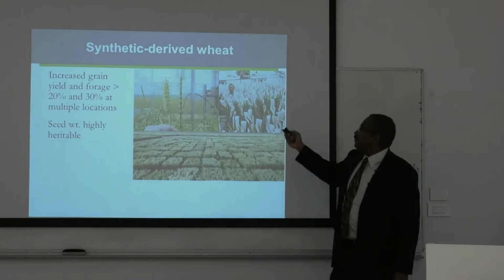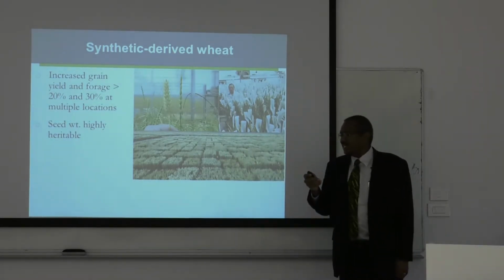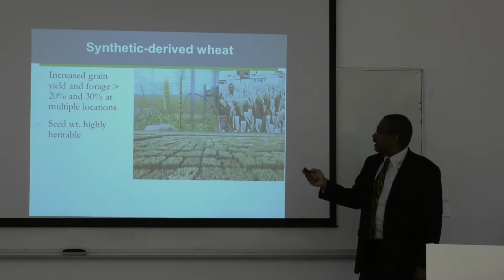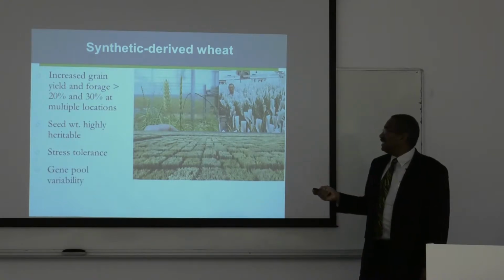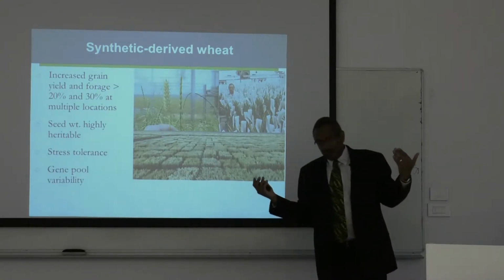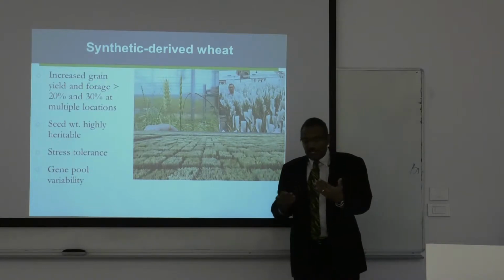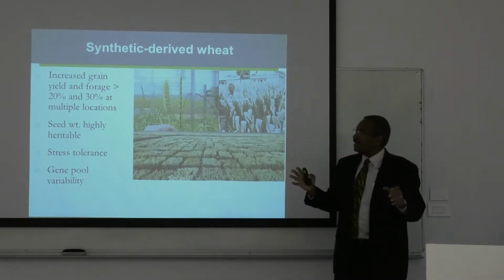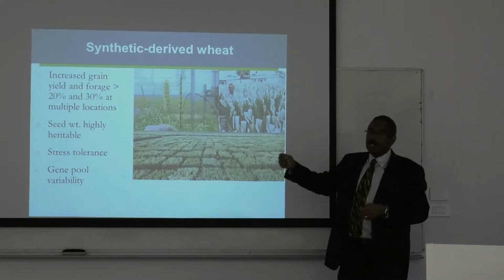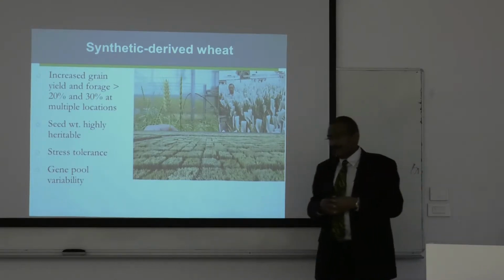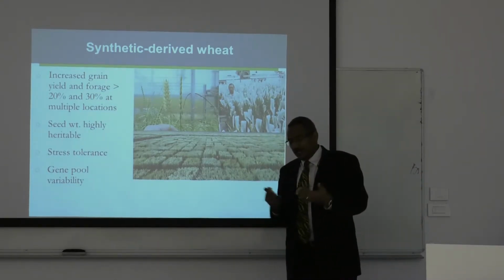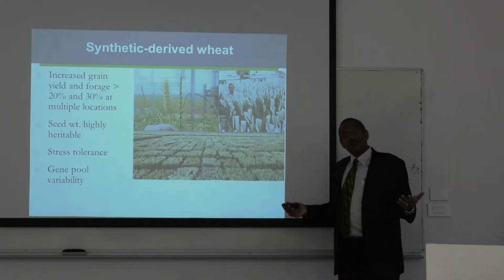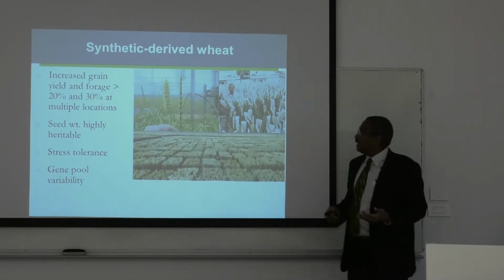This is Mujib Kazi, if you know him. So by using synthetic wheat in the program, we were able to increase yield by 20% and forage by 30%. And as I said, the seed weight is highly heritable. So when you make a cross between synthetic wheat and conventional wheat, in the offspring you need to select for good tillering types, because seed weight has been highly heritable for us. That's what we have been doing. Series of back crosses to synthetic wheat, and then selecting for tillering ability and quality. And we have some cultivars that are about to be released based on that effort.